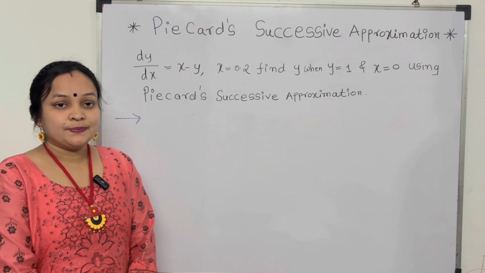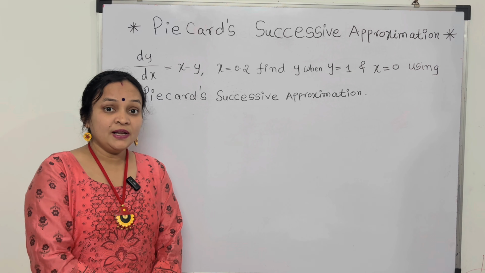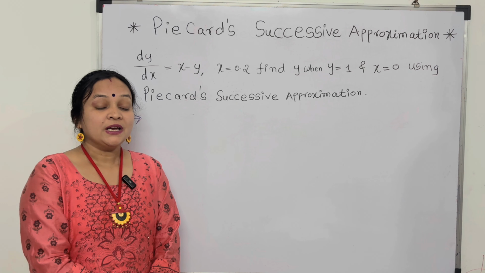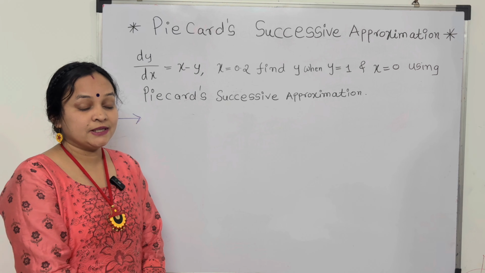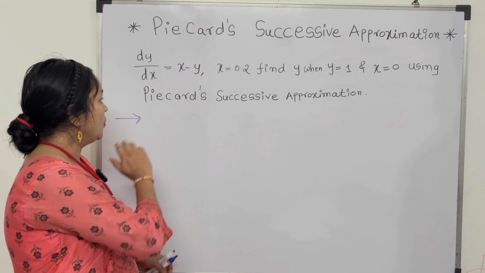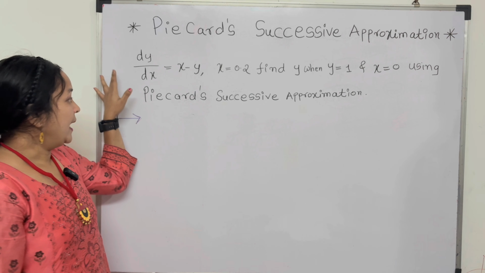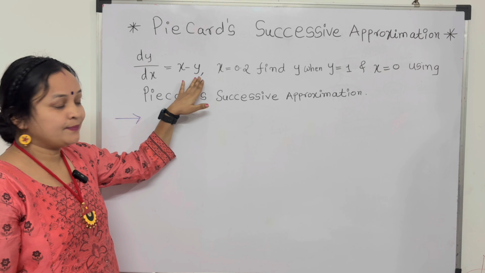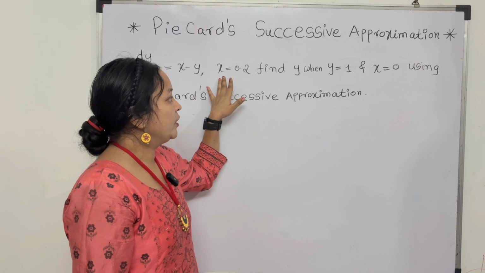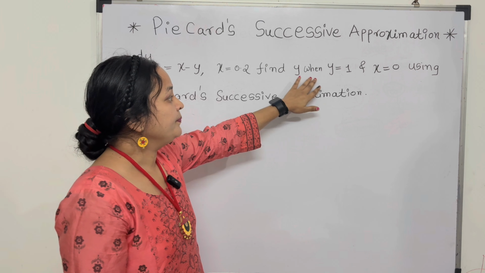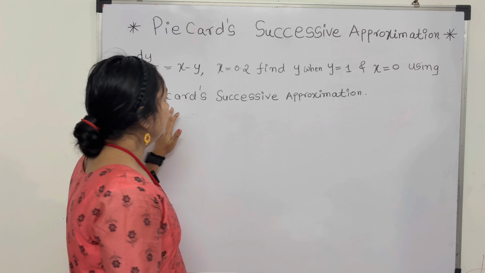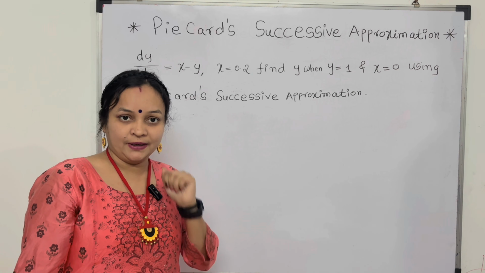So let us start with this particular type of problem, like Euler's method, modified Euler's method, Runge-Kutta methods. This Picard successive method is also utilized for differential equations. So they are giving the problem statement: dy/dx = x - y, where x = 0.2. You are supposed to find the value of y when y = 1 and x = 0 by using the Picard successive approximation method, right?